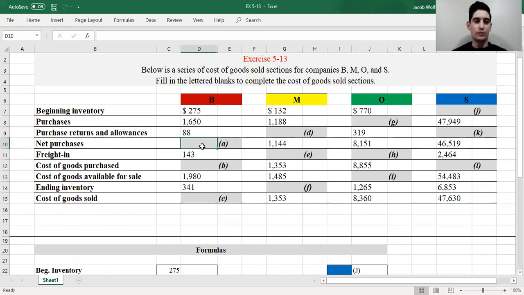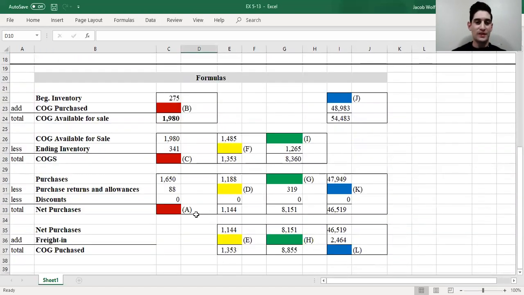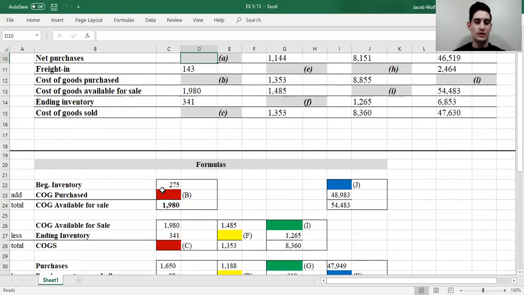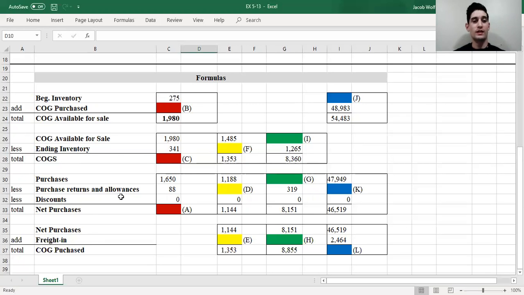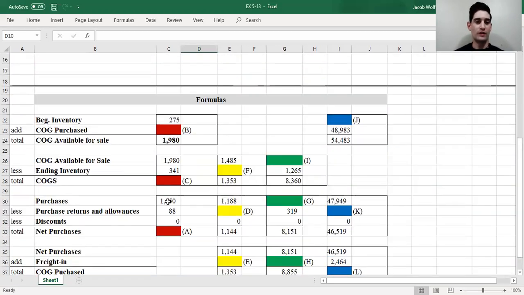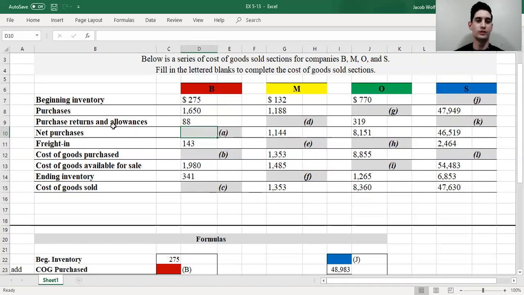If we look at A right here, we're going to be looking for net purchases. So I went back down to my formulas and looked at which formula had net purchases in it, and it was this one. And I basically just found the other values. If I go back up to company B, I'm looking for purchases and purchase returns and allowances. The purchases for company B was 1,650, so I logged that in right there. And there were no discounts. There weren't any discounts in any of these, but the purchase returns and allowances for company B was 88.